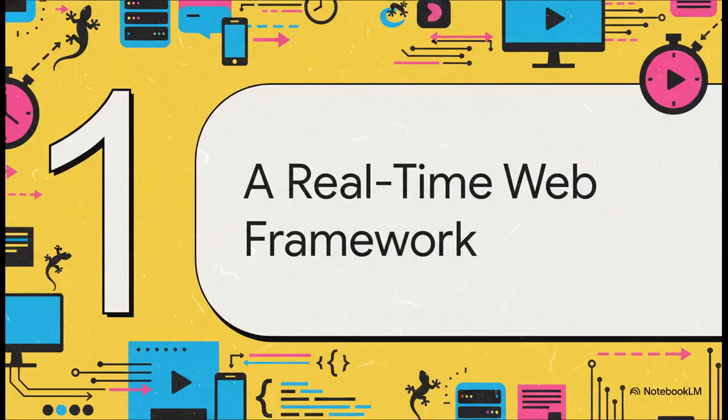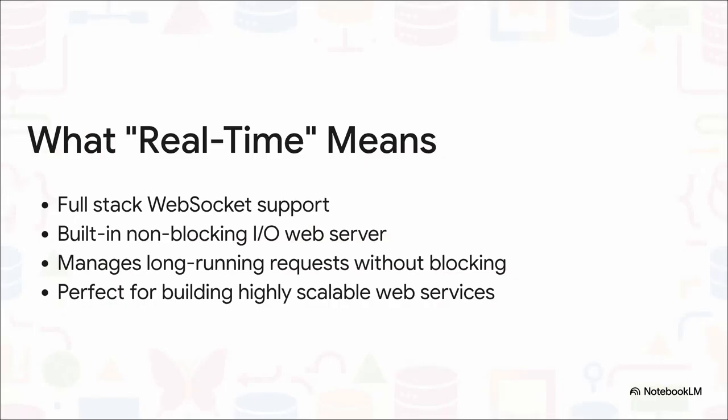Now, one of the first things you're going to hear about Mojolicious is that it's a real-time web framework. So, what does that actually mean for you, the developer? Let's break it down. Okay, so this whole real-time thing really comes down to a few key features. First off, it has full-stack WebSocket support. That's what allows for that constant two-way communication, perfect for things like chat apps or live dashboards.